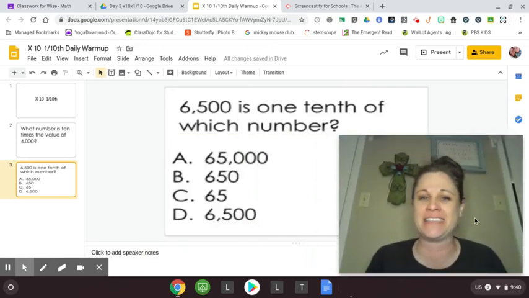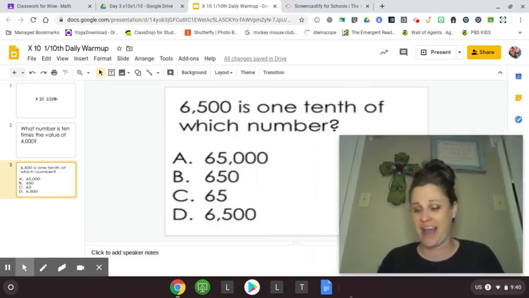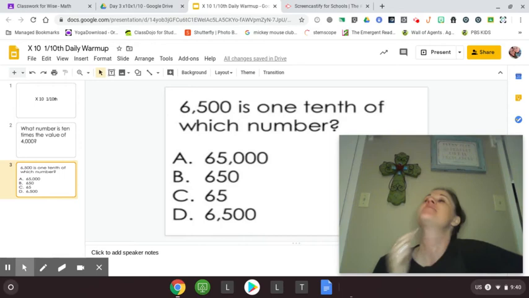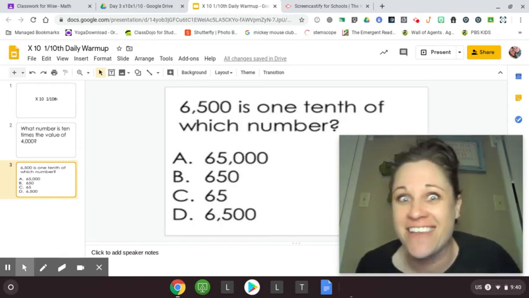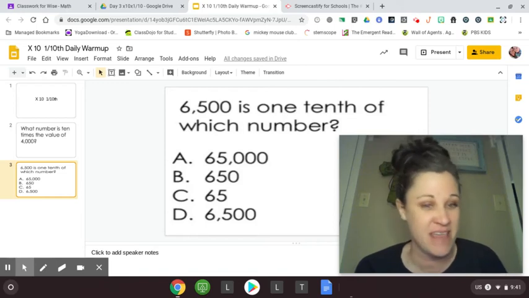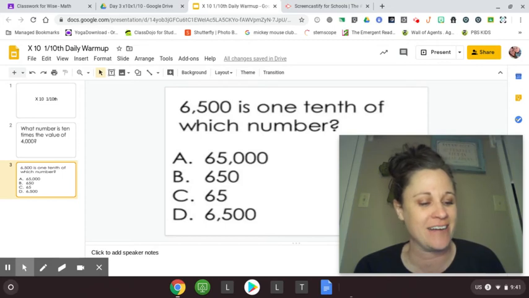All right, my friends. This is 6,500 is 1/10 of which number? What should we start with? Yeah, like the thing y'all hate, the place value house. Oh my God, my teacher's so mean. She makes me do the place value house. Yeah, but it's all right.